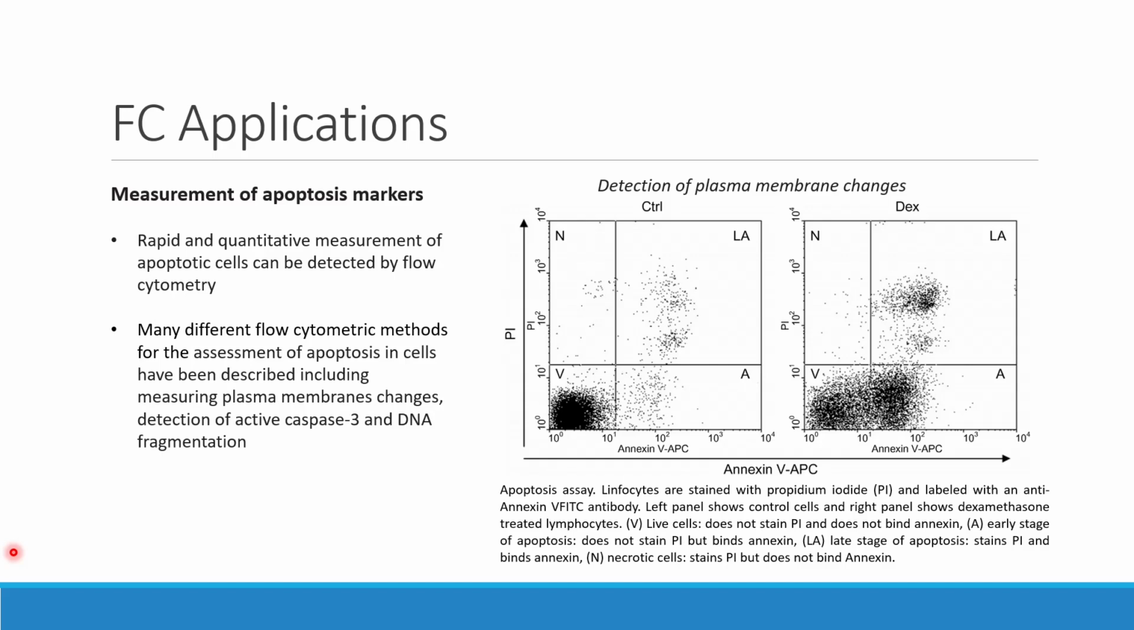Rapid and quantitative measurement of apoptotic cells can be detected by flow cytometry. There are many different flow cytometric methods for the assessment of apoptosis in cells, such as measuring plasma membrane changes, detection of active caspase-3, and DNA fragmentation.